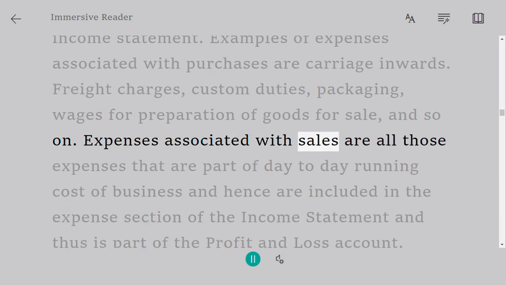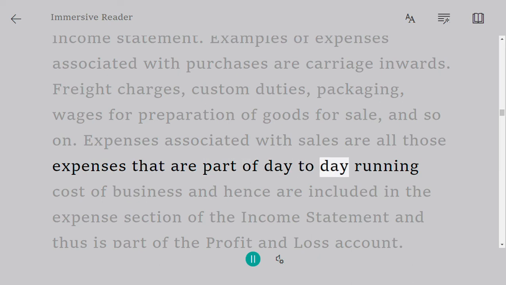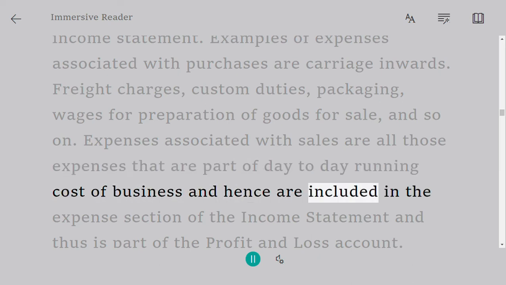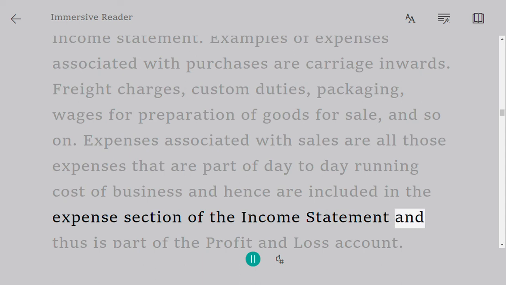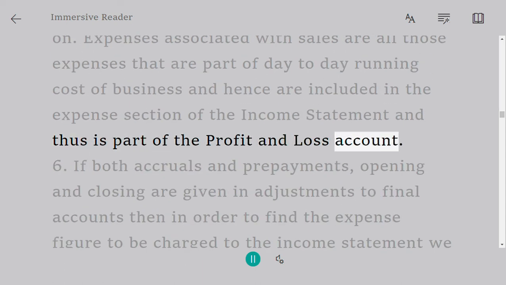Expenses associated with sales are all those expenses that are part of the day-to-day running cost of the business and hence are included in the expense section of the income statement and thus are part of the profit and loss account.